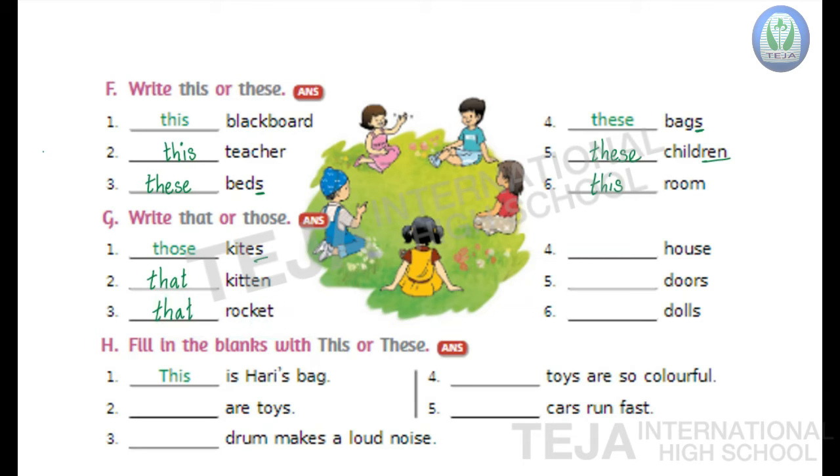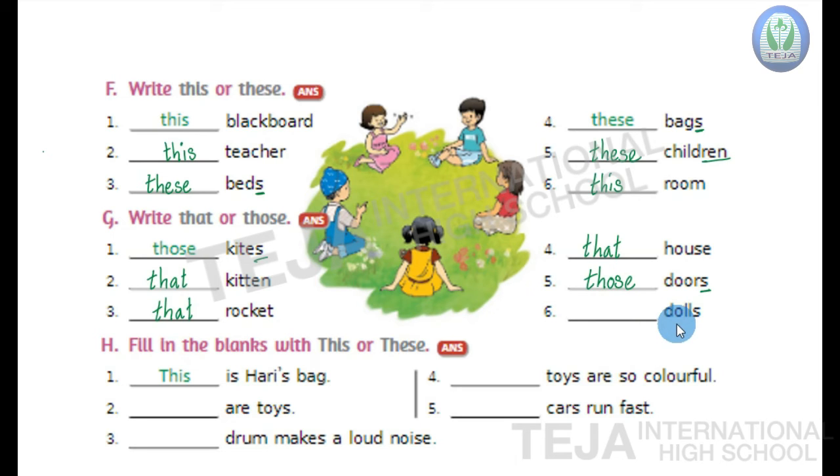Fourth one, children, dash house. Only one house is there. So write that in the blank. That house. Fifth one, dash doors. D-O-O-R-S. Doors. S is there means it's a plural form. More than one door is there. That's why we use the word those. T-H-O-S-E. Those.